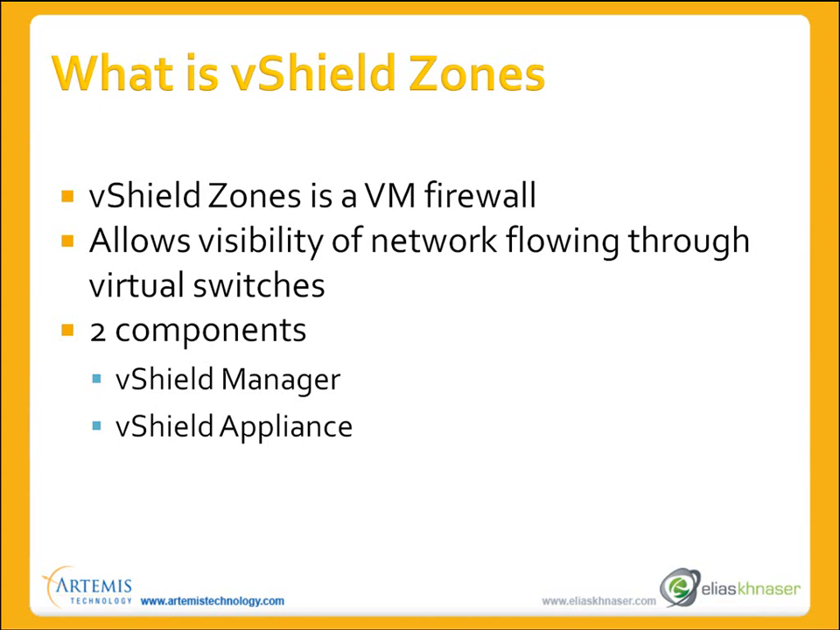So what vSHIELD Zones does is it creates a type of VMware or VM firewall. It allows you to create rules for what you can access and what you can't. It allows you to go down to not just source and destination IP addresses, you can also block at the port level, whether it's TCP or UDP, and have that sort of granularity as far as rules are concerned. So think about it as a traditional physical firewall, except this is a firewall that is completely dedicated to your virtual machines.